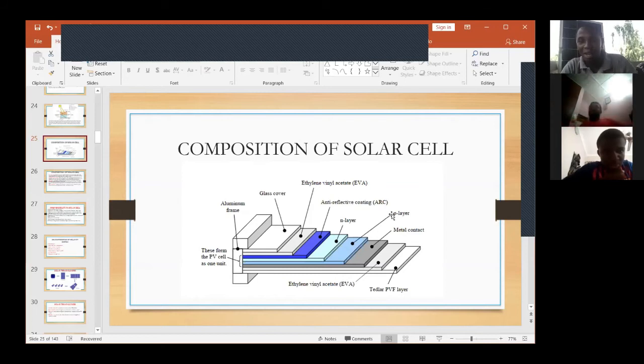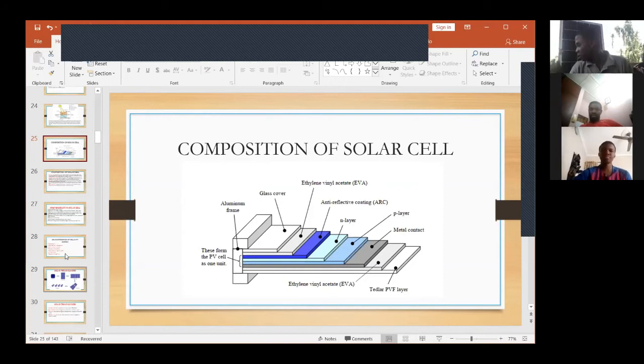You will see the reason why as we go along. You will see the reason why the N materials I have explained, the P materials, which is this one itself. The N and P materials are in this. The metal contact, the ethylene vinyl acetate. If I turn this panel back, you will see it's a white material, the Teflon PVF layer. If I turn the panel back, you will see all these materials at the back.